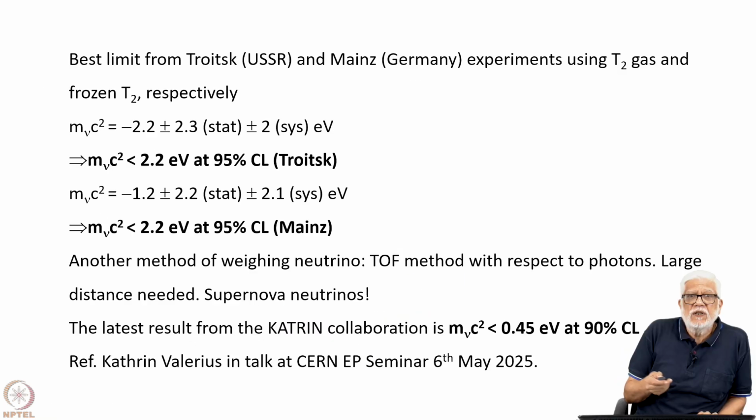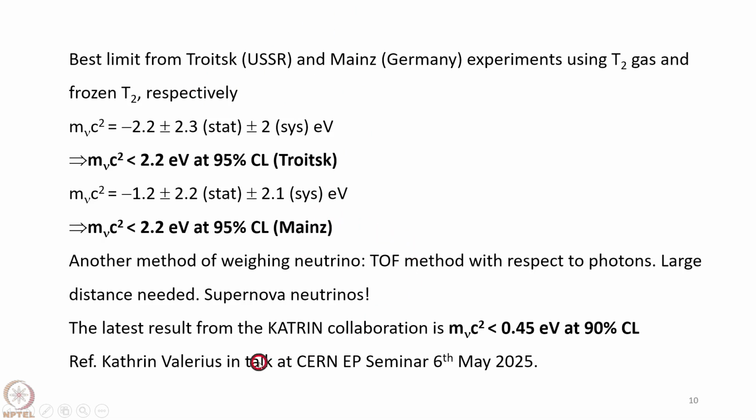Okay, so there were experiments in the 90s and early 2000s. The Russian group from Troitsk, and the other was a German group from Mainz, and they both put bounds of the order of 2.2 electron volts at 95% confidence level, and then they collaborated to build one experiment at Karlsruhe, and that was called the KATRIN experiment.